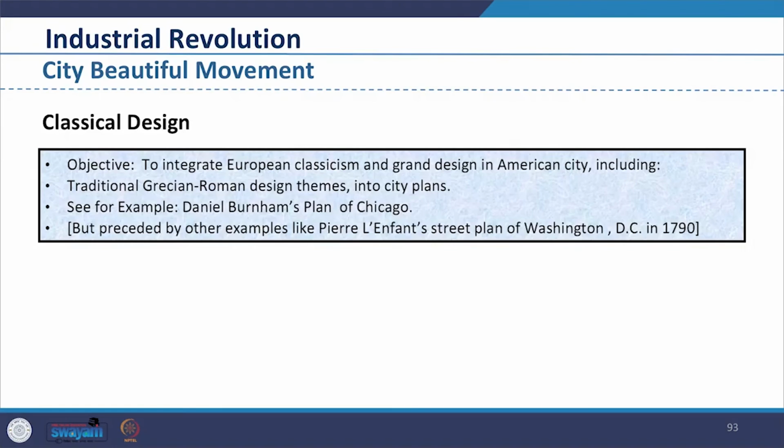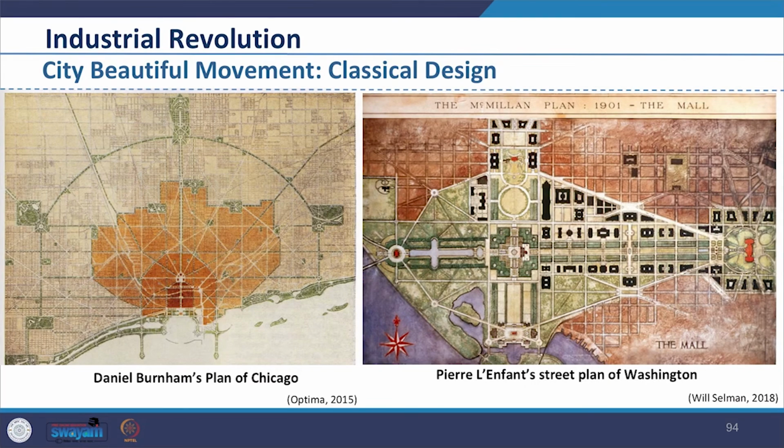We also see classical design led by architects of the time. This design was to integrate European classicism and grand design in the American city, including traditional Greek and Roman design themes into city plans. For example, Daniel Burnham's plan of Chicago. So you see how people started looking at cities and also incorporated elements of history in their built environment.